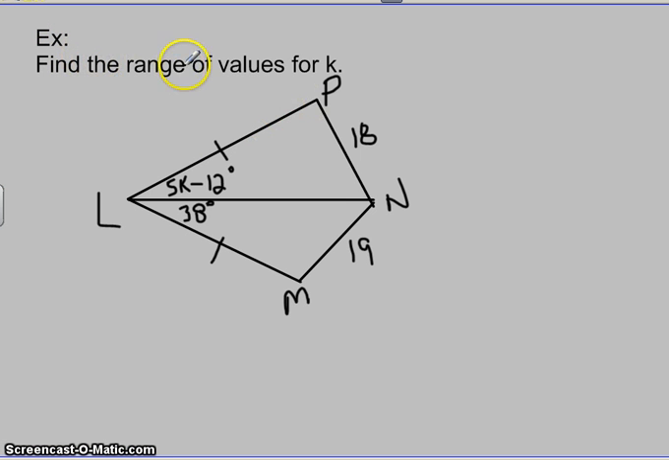Alright, so we're supposed to find the range of the values for k. So k is right here. Again, it looks like we have the sides marked congruent and reflexive property. And then we know that this angle is 38, and we're supposed to find what k could be. Looking across from the two angles that we're comparing, it looks like the 19 is going to be bigger than the 18. So that means that the 38 degrees is bigger than the 5k minus 12.